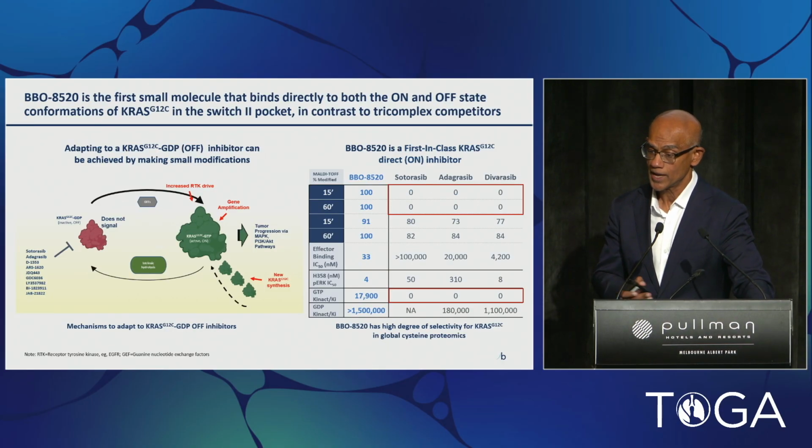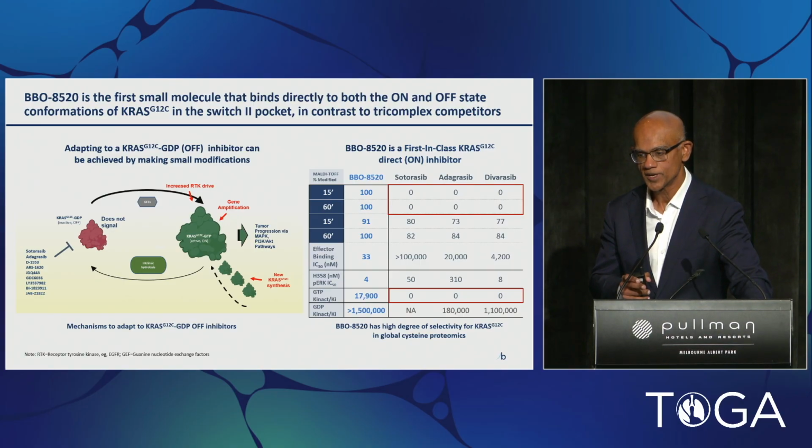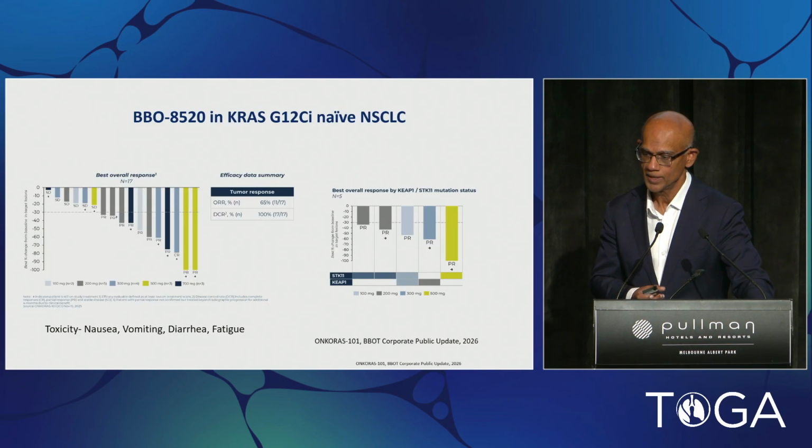There's another drug called BBO-8520, which is a small molecule covalent inhibitor which is able to bind and inhibit both RAS on and off, so a bit different to the tricomplex inhibitor, and again more potent than sotorasib, adagrasib, and divarasib. We don't have much data from this drug yet, but again it seems to have similar degrees of efficacy.